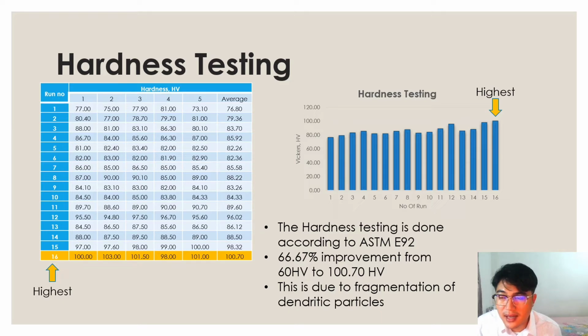So from the highest value, it started from run 16, followed by run 15, and followed by run number 12. We can see from here, based on the Taguchi method, that higher speed tends to influence the result of the mechanical properties.